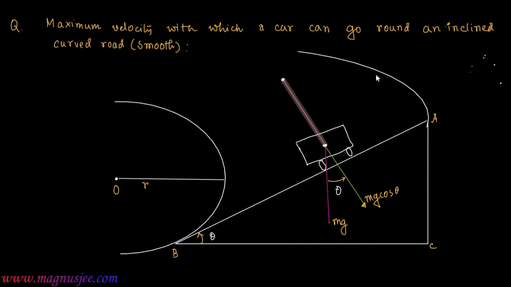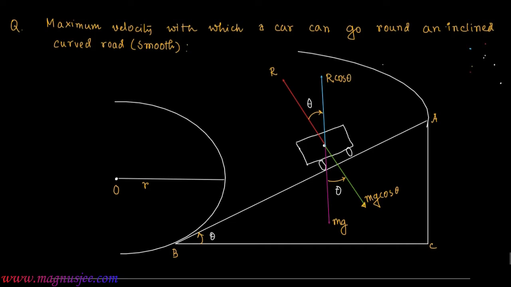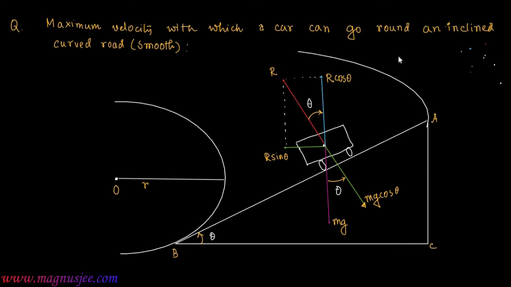We can denote the normal reaction on the car applied by the inclined road. R is the normal reaction on the car. This normal reaction R acts at an angle theta with the vertical. We can resolve the normal reaction R into two rectangular components. Vertical component of normal reaction is R cos theta. Horizontal component of normal reaction R is R sin theta.